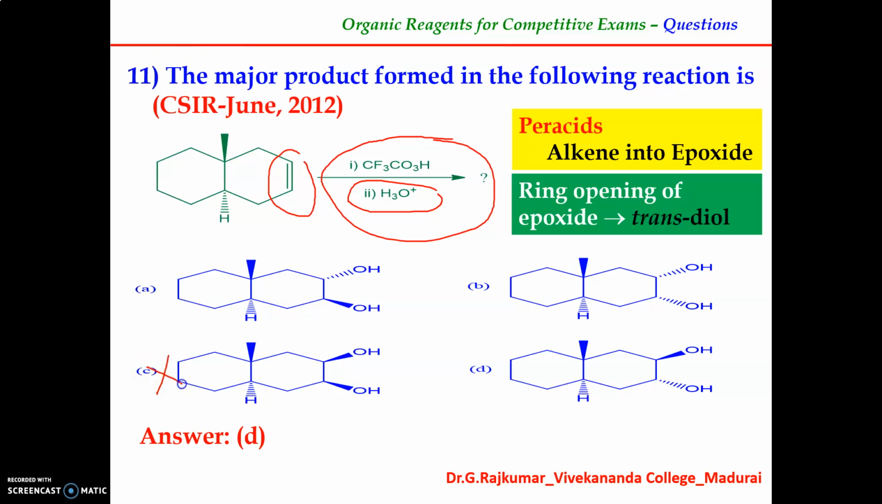So option C is not correct because this is a cis diol. Option B is also not possible. This is also a cis diol, and you can have A or D. But look at this, the bridgehead position. Here there is a methyl group. Okay, so this is the point where we have to differentiate option A and D. So D is the correct product.